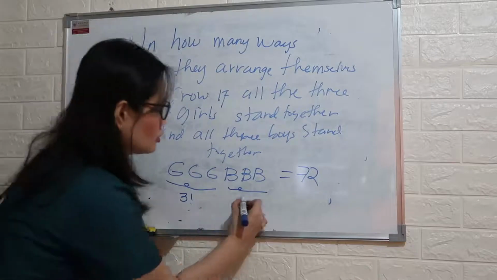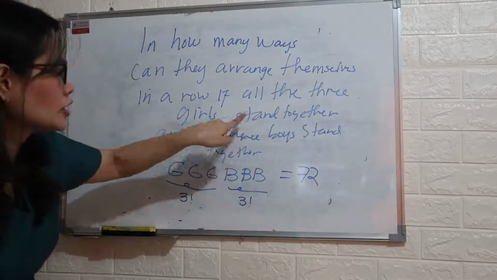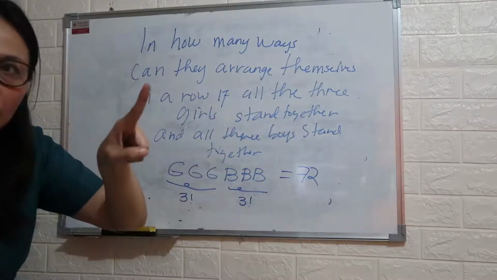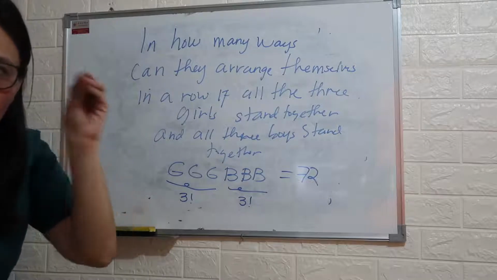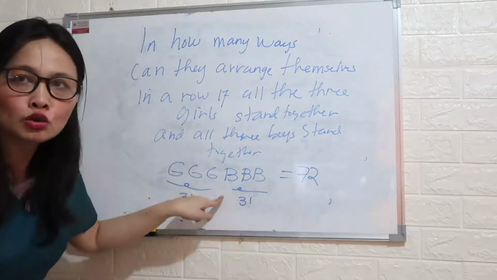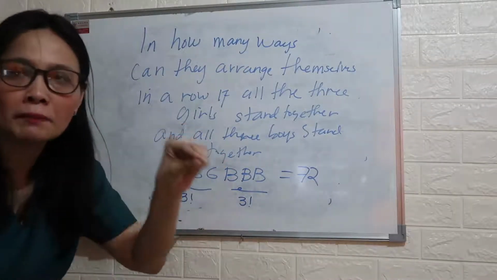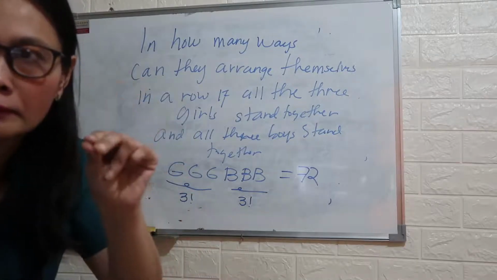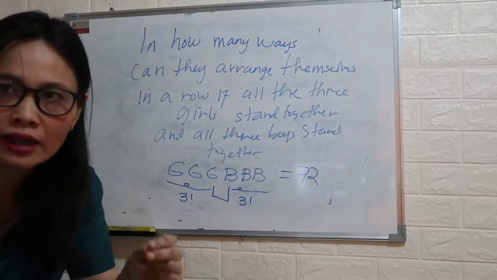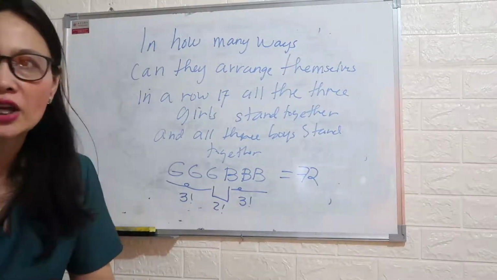3 factorial also. Okay? But the condition says the 3 girls stand together and all the 3 boys stand together. They need to stand together. So we need to get the arrangement of the 2 groups, the girls and the boys. How many possible ways can you switch the girls and boys? You can arrange that in how many ways? Okay, 2 factorial. Why is it 2 factorial?